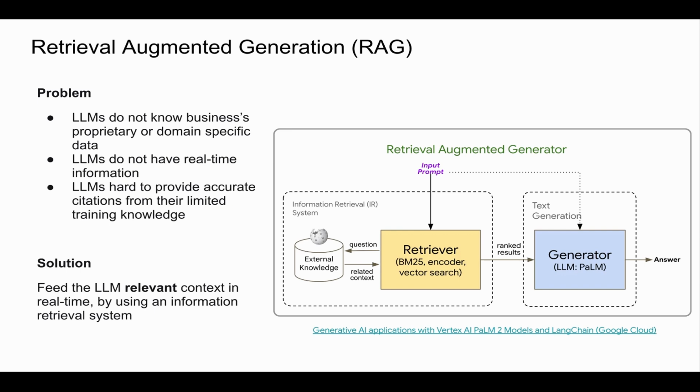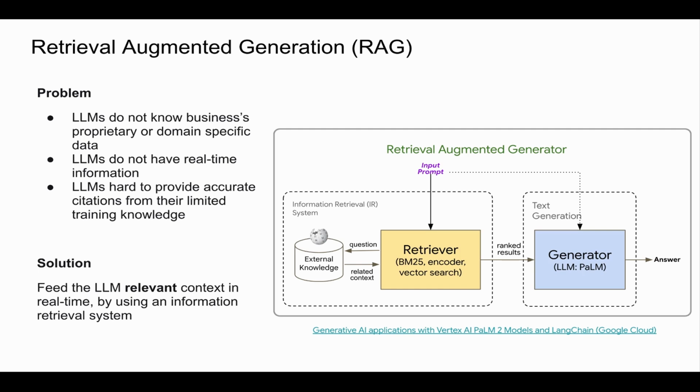So this brings us to one technology, RAG, retrieval augmented generation. If you think more about it, LLMs without RAG actually have a bunch of problems. They do not know business or domain specific data if they're not trained on it, and they don't have real-time information, right? Training an LLM is actually very expensive and time consuming.